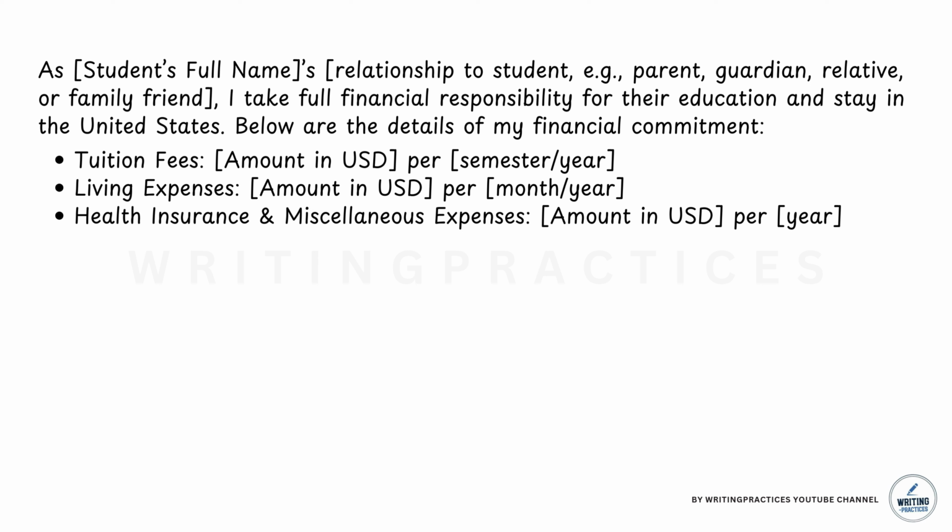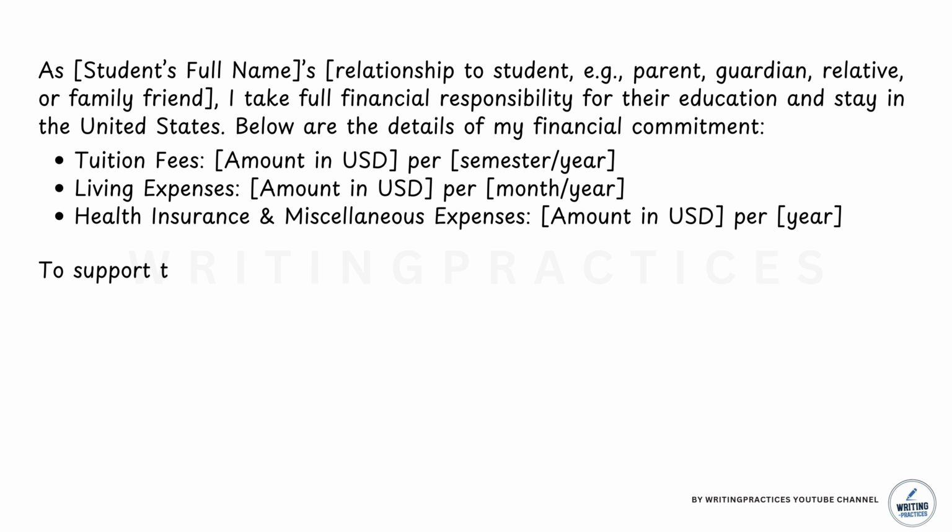This section is critical because it clearly defines the sponsor's relationship to the student, showing why they are taking financial responsibility, specifies the financial amounts to demonstrate the extent of support, breaks down the expenses into tuition, living costs, and other essential fees, ensuring transparency. Providing exact figures helps the embassy assess whether the sponsor has sufficient funds to support the student's stay in the US. The amounts should align with the estimated costs provided by the university.